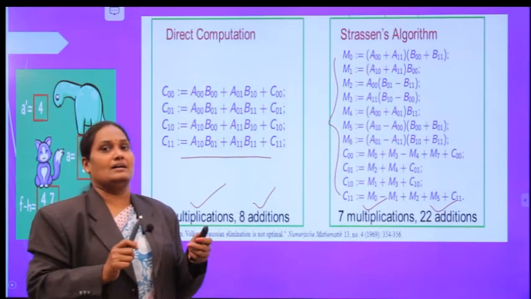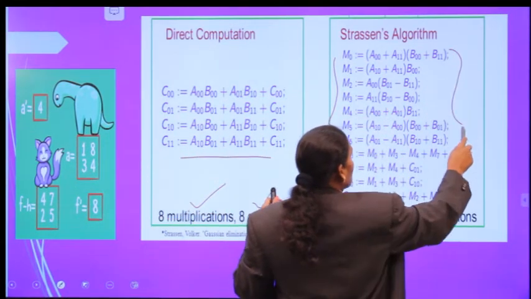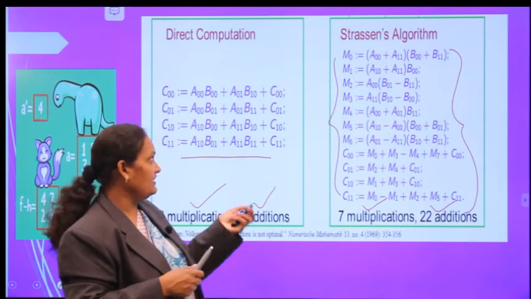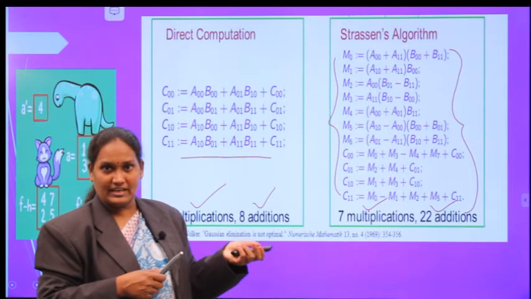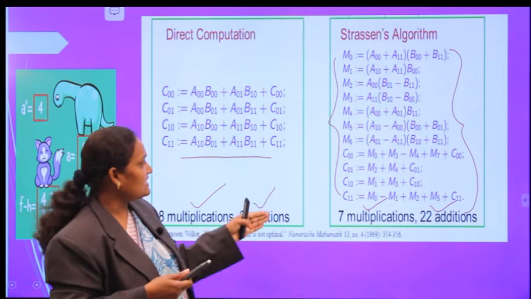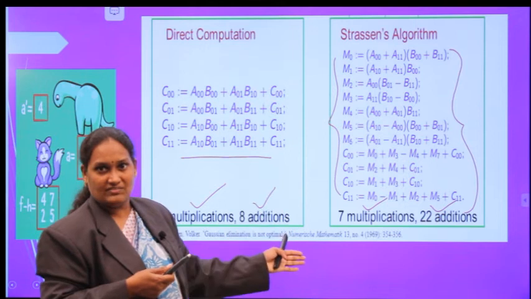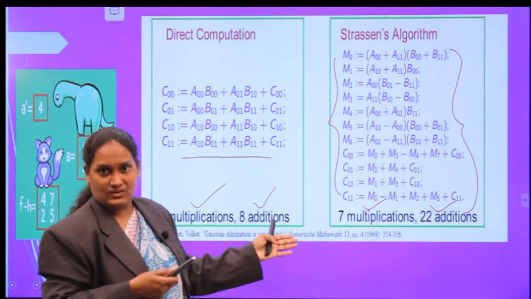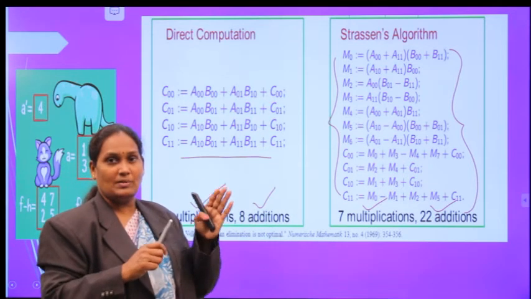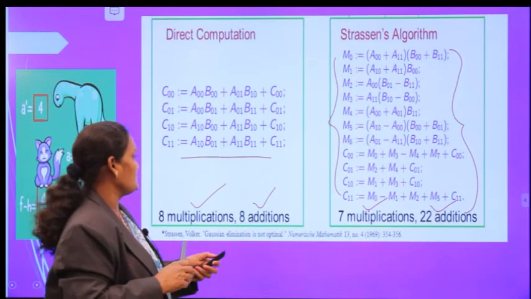Now you may feel that it is difficult to represent all these values in case of Strassen's matrix multiplication. I am going to present you a small video clip which explains how to remember writing all these values, that is from M0 to M6 and from C00 to C11, and how to represent all these values. Let us see this video.